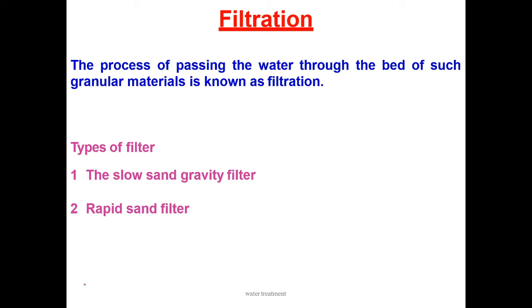Next one is softening. Softening is about hardness. Hardness is defined as the sum of all polyvalent cations, and the common unit of expression is mg per liter as CaCO3, calcium carbonate. The term hardness is used to characterize water that does not lather well. It does not give any lather. That is called soft water.